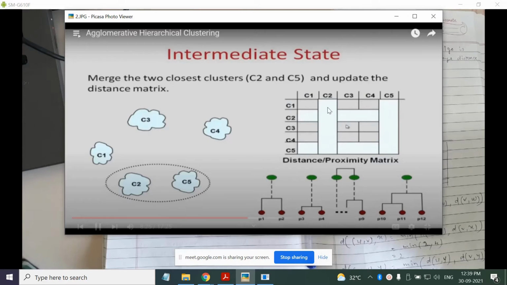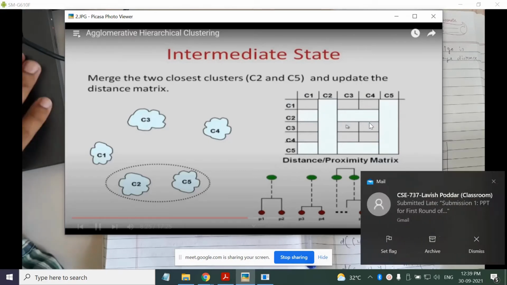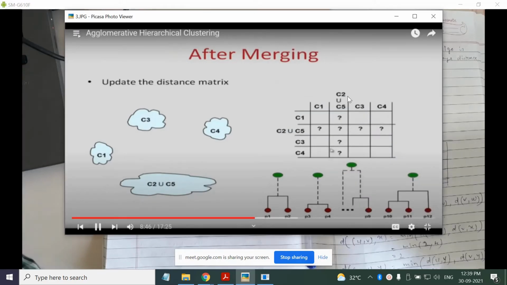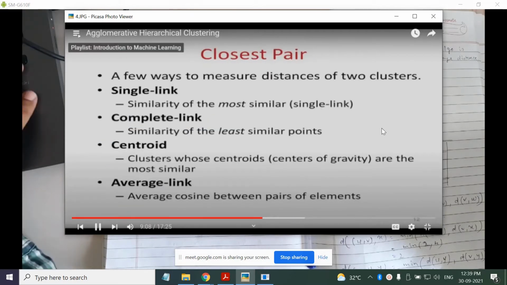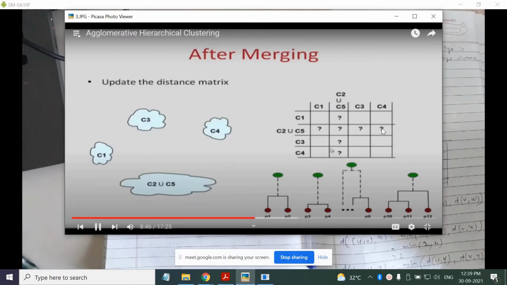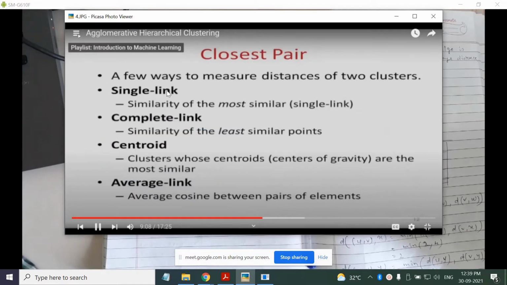The highlighted cells are merged, right? So now we have to find the union of C2 and C5. You have to update this column and row. So we have seen one example, right? For updating the distance, you have 4 options: either you update with single link, complete link, centroid, or average link. That day we saw one example using single link. Today we will see one example using complete link.